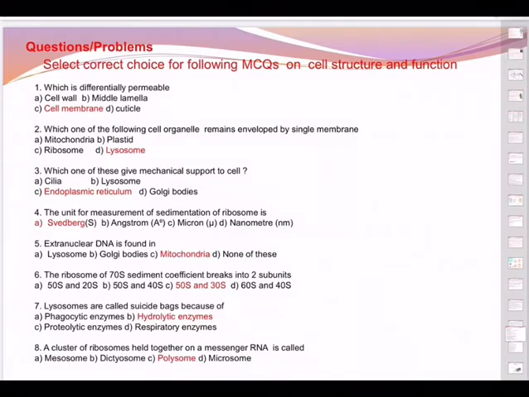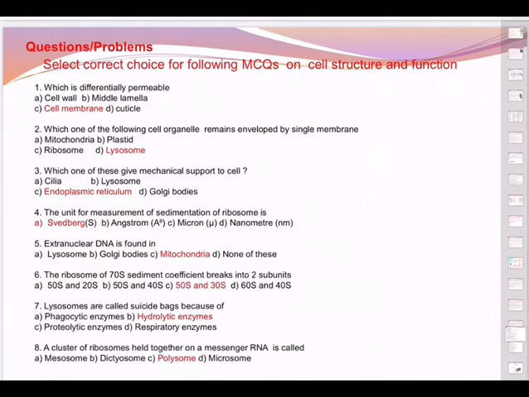Question 2. Which one of the following cell organelles remains enveloped by a single membrane? When we were talking about the chapter Cell: The Unit of Life in class 11th, remember, we were talking about the external structure and anatomical features of cell organelles. We started from the outside, the periphery, and went inside. The periphery always tells how many layers are present in that cell organelle. Now what is the question?